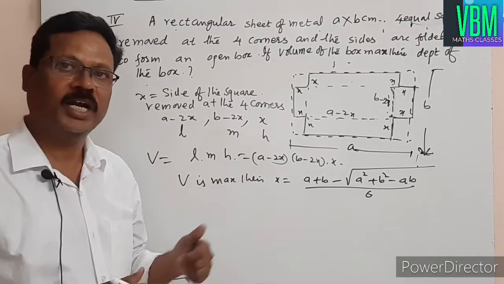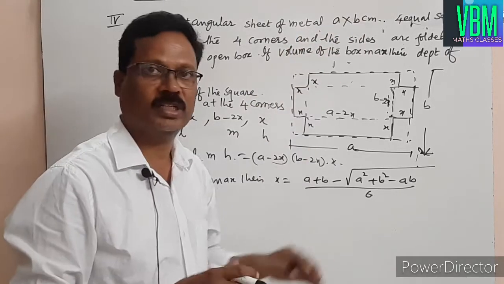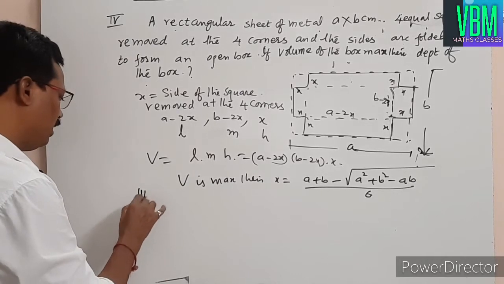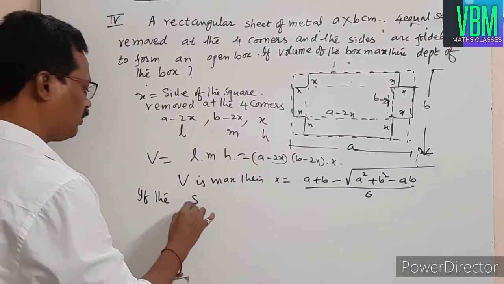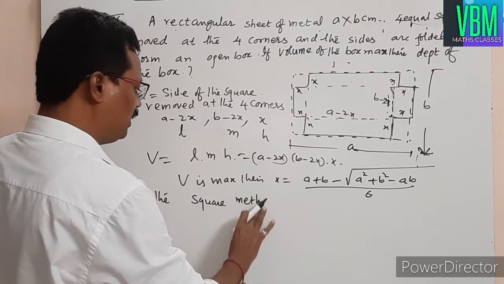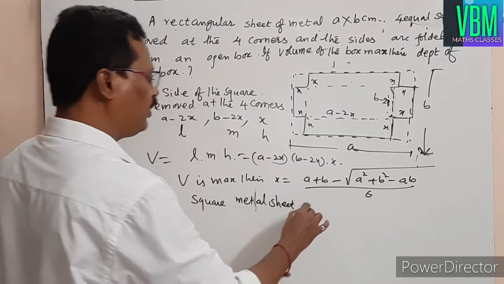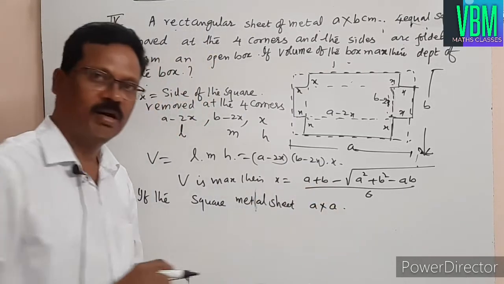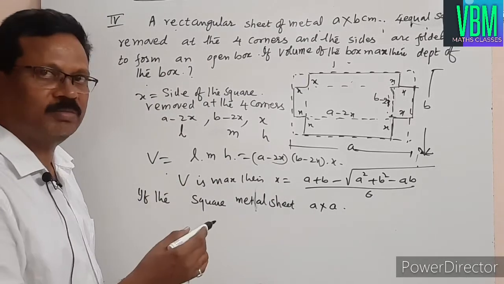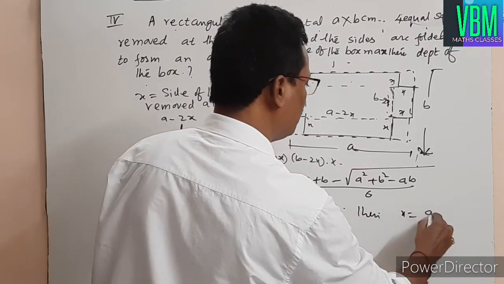Now this is the height of the box. If the metal sheet is in the square form, if they give a square sheet of side a, then if the volume of the box is maximum, that x will be a by 6 we will get.